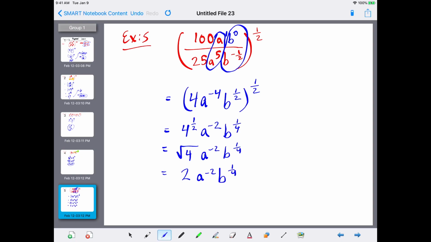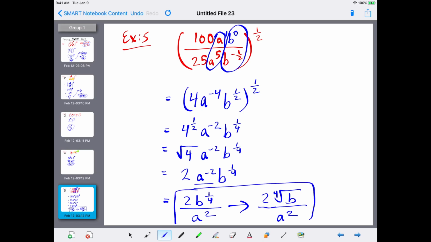And then one final step: we see that we have a negative exponent. We don't want to have a negative exponent, so we're going to move the a part of it to the denominator. So we'll have 2b to the 1/4 all over a squared. And depending on what your question specifies the answer to be in, you could change that to 2 times the 4th root of b all over a squared. And that's your answer.